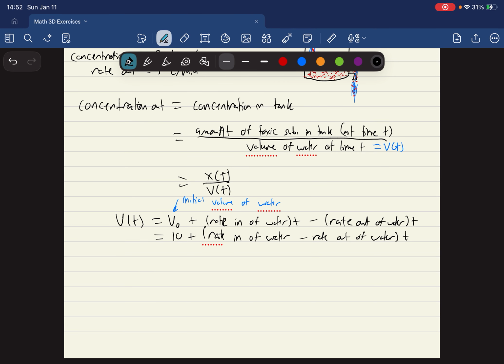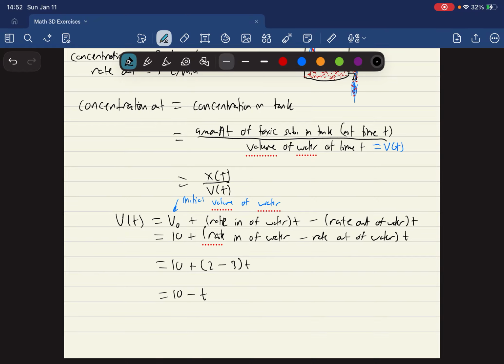And now just plugging in our numbers. So this is 10 plus, and we were given that the amount of water going in is 2 liters per minute. And then the amount of water being pumped out is 3. So this is times t. And so our final expression for the volume is 10 minus t.